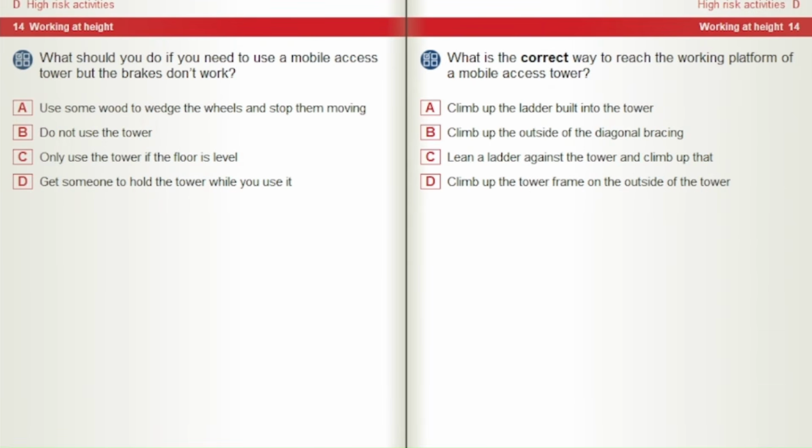What should you do if you need to use a mobile access tower but the brakes don't work? Use some wood to wedge the wheels and stop them moving. Do not use the tower. Only use the tower if the floor is level. Get someone to hold the tower while you use it.